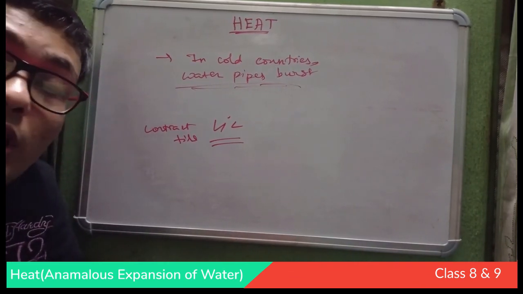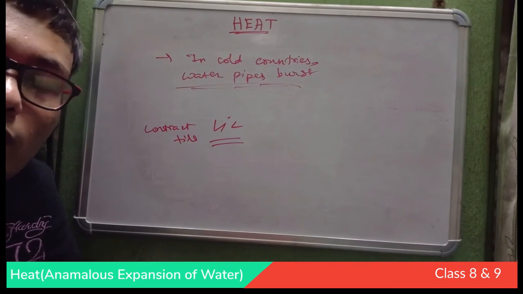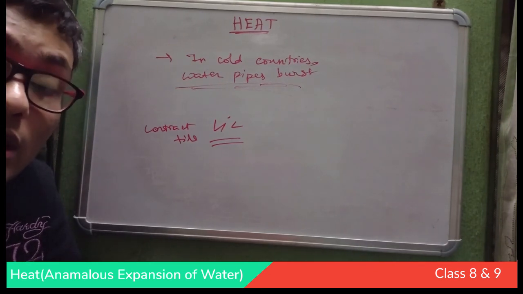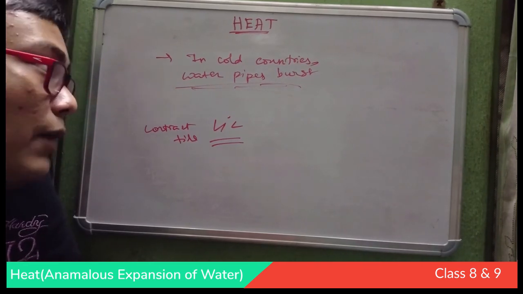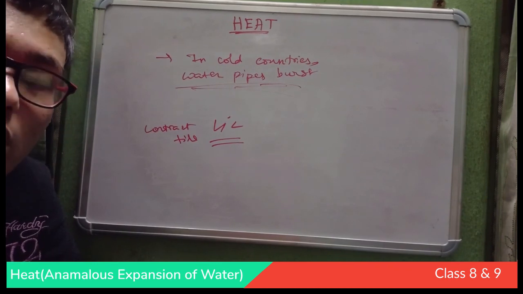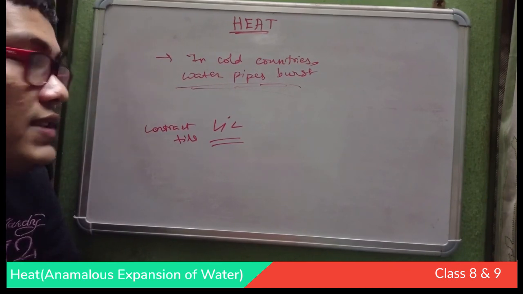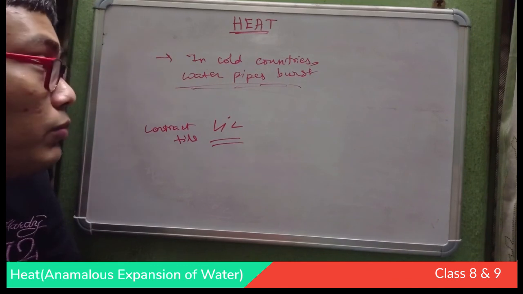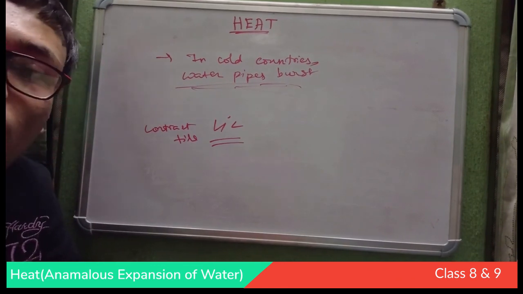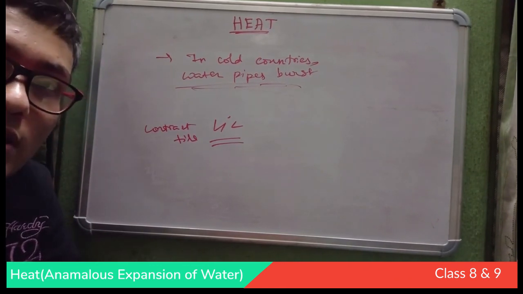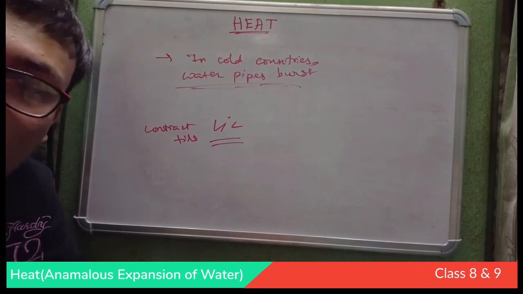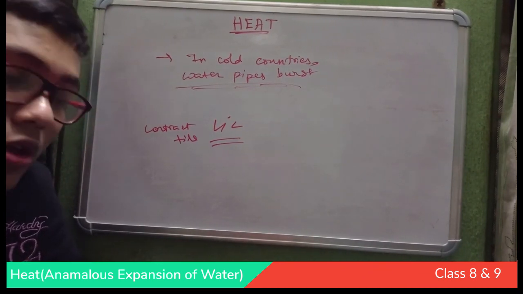We can also give an example: when we place a can of cold drink inside our refrigerator and leave it overnight, when we open the refrigerator in the morning, we will see that the can has burst open because of the expansion of water from 4 degrees Celsius to 0 degrees Celsius. Thus these are the disadvantages of anomalous expansion of water.